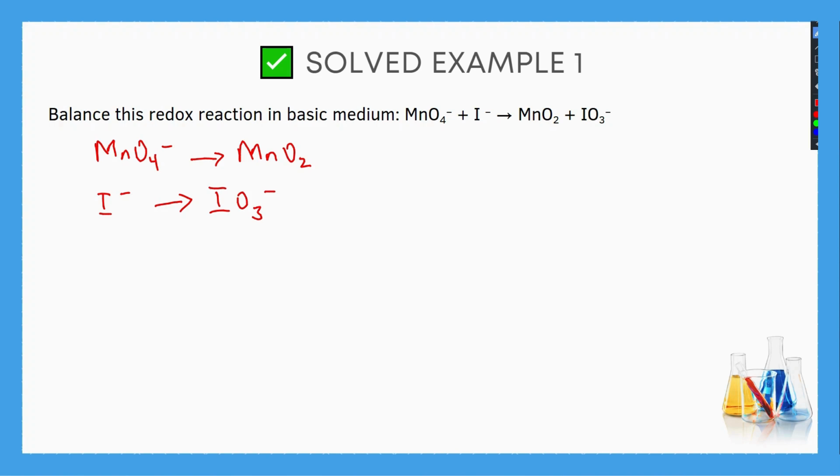The next thing we want to do is identify which part is the reduction half and which part is the oxidation half. So let's do that real quickly on the other side of the screen. Now we have for the first half MnO4- and then MnO2. On this side of the screen, let's find out the oxidation number of manganese.